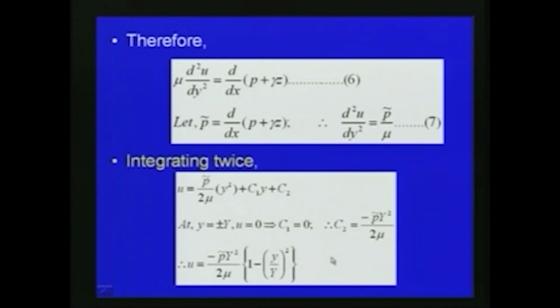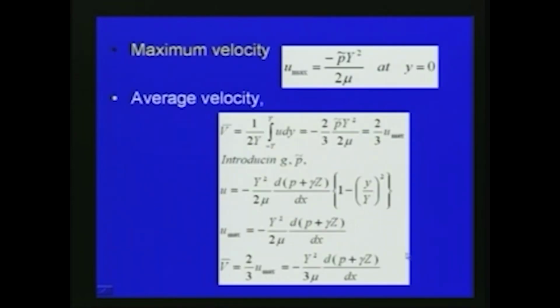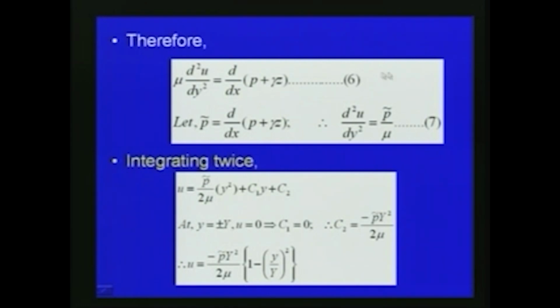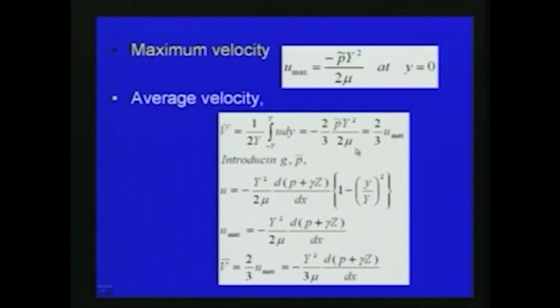With respect to the velocity variation, the velocity is maximum at the center, so at y equal to 0, u max is equal to minus P tilde Y² by 2μ. We can also find the average velocity V bar is equal to 1 by 2Y times the integral between minus Y and plus Y of u dy, which gives the average velocity as minus 2 by 3 P tilde Y² by 2μ, that is equal to 2 by 3 u max.